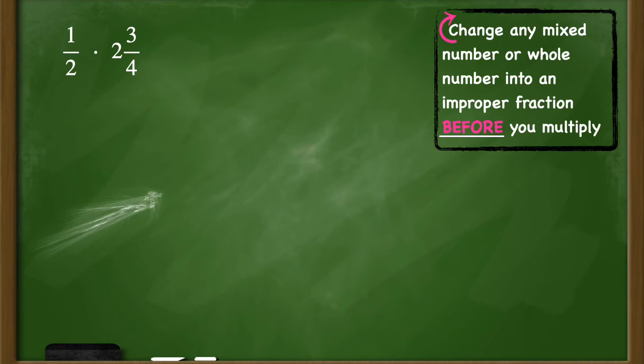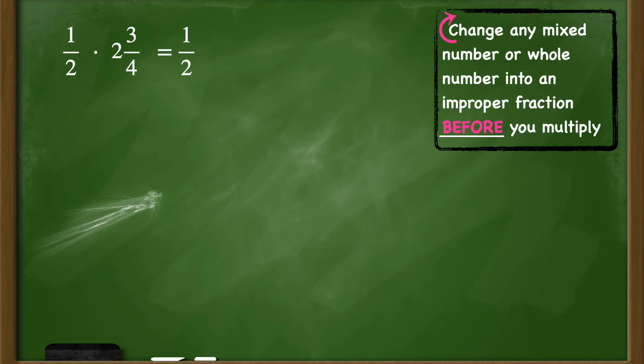Okay, let's do just a little bit more practice. So now we have 1/2 times 2 3/4. And you have to remember that if you are multiplying and you have mixed numbers, you have to change any of those mixed numbers into improper fractions before you multiply. So my first fraction I'm looking at is 1/2. So I'm going to leave the 1/2 alone and just bring it over. So I will write equals 1/2.